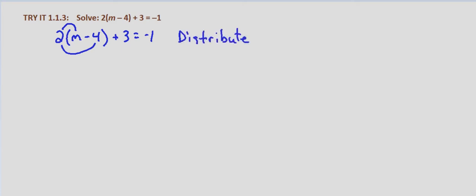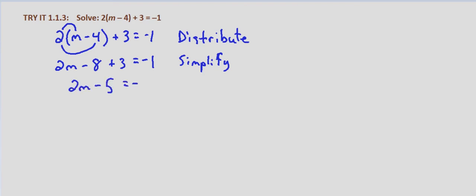That gives us 2m minus 2 times 4 is 8 plus 3 equals negative 1. We'll go ahead and simplify first, combine like terms. Either statement is fine. On the left-hand side, we have minus 8 and plus 3. That's going to be minus 5. So 2m minus 5 equals negative 1.